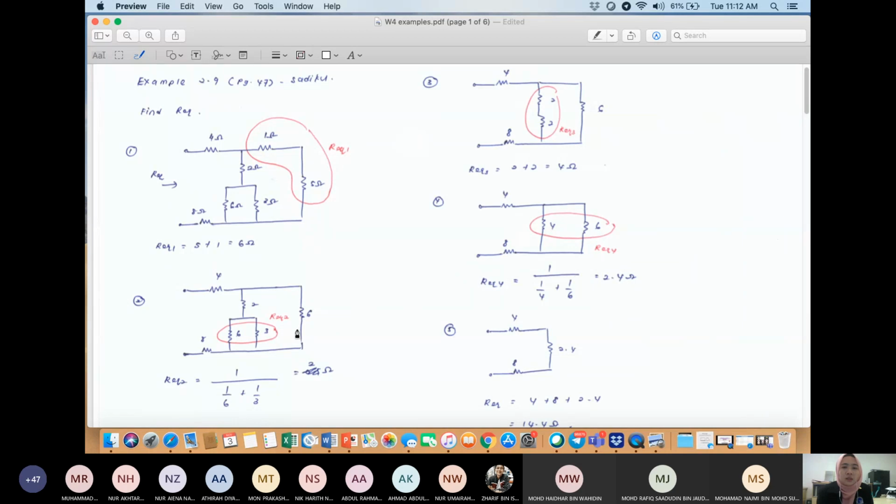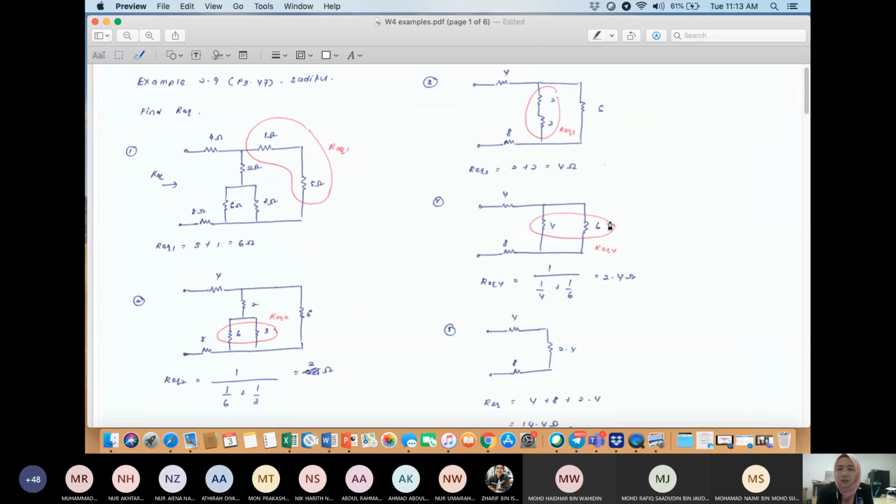Okay, and then from this circuit, you can further simplify it to be this circuit. Now you have 4 ohm, 8 ohm, 2 ohm, and this is the R equivalent 2, which equals 2 ohms. Now from this circuit, you can simplify this because it is connected in series. I name this R equivalent 3, where R equivalent 3 equals 2 plus 2, so it equals 4 ohm. Then I further simplify this to become this circuit. Now this is 4 ohm, 8 ohm, and this is the R equivalent 3 that we have calculated, which is 4, and we have 6 ohm over here.